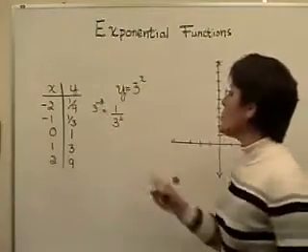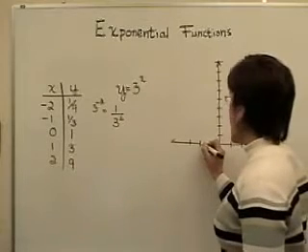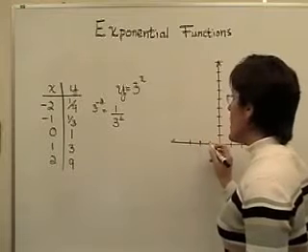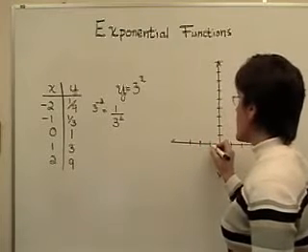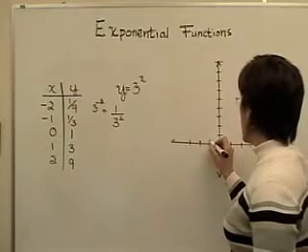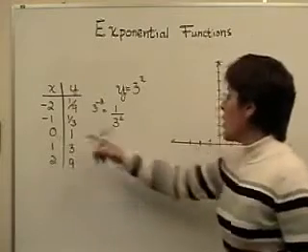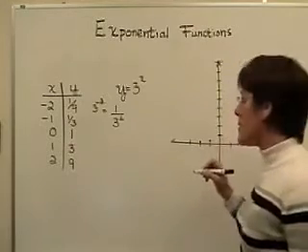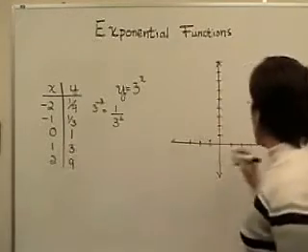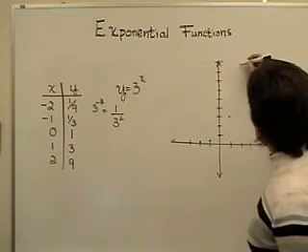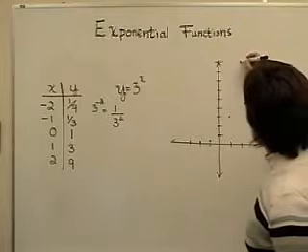So when I graph the first one, where x is a -2 and y is 1/9, I'm very close to the x-axis there. And I'm also quite close to the x-axis here when x is a -1 and y is 1/3, but I'll move up a little bit. When x is 0, y is equal to 1. So here's this point, the y-intercept of this graph. When x is 1, y is 3. So here's that point. And when x is 2, y is 9, and here's that point.